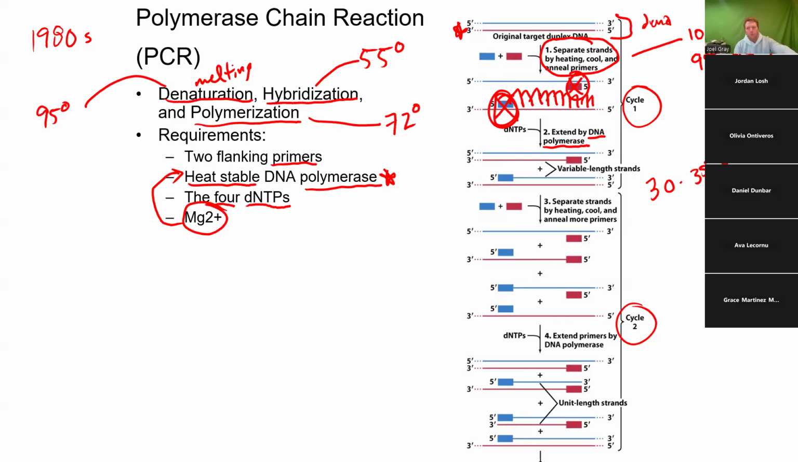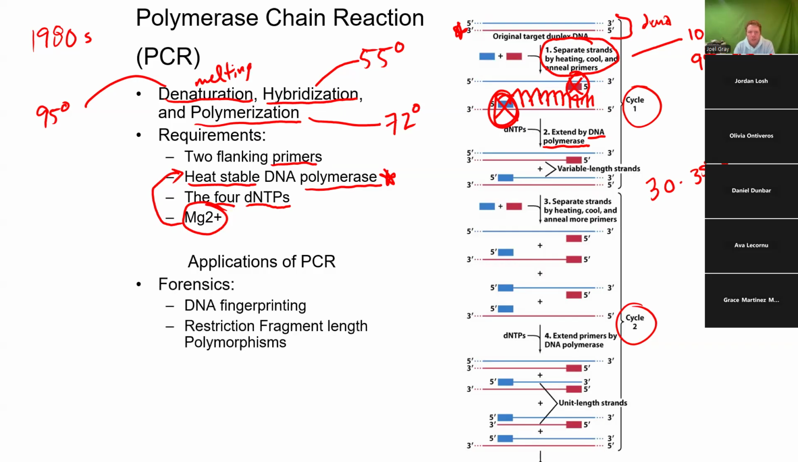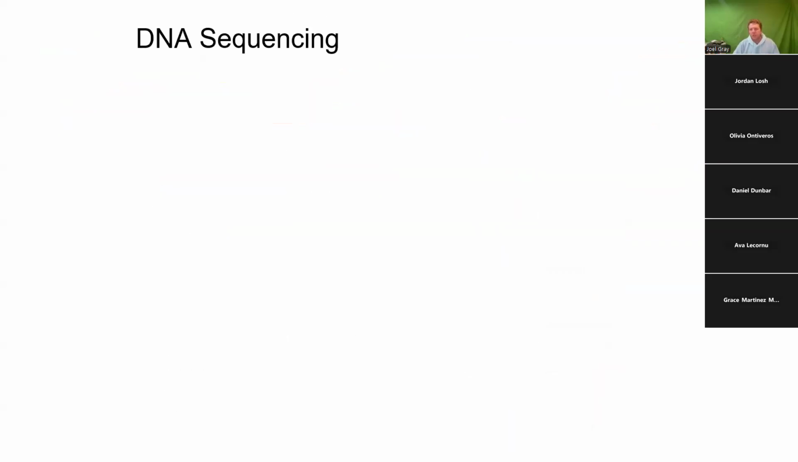Now, with that said, there are tons of different applications of PCR. Forensics, you've got DNA fingerprinting, you've got comparison of traits, you've got comparison of different pieces of DNA, detection of infectious bacteria and viruses. In addition to that, this is the foundation for DNA sequencing. The type of DNA sequencing that's done on a contemporary level is what's known as a chain terminator procedure.